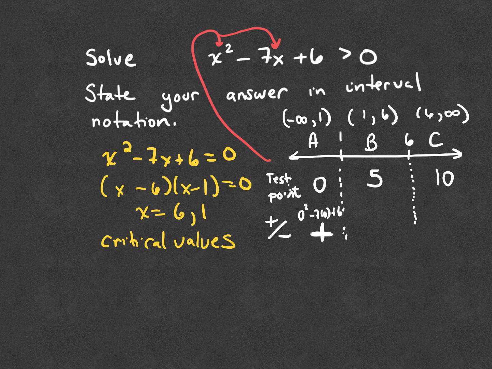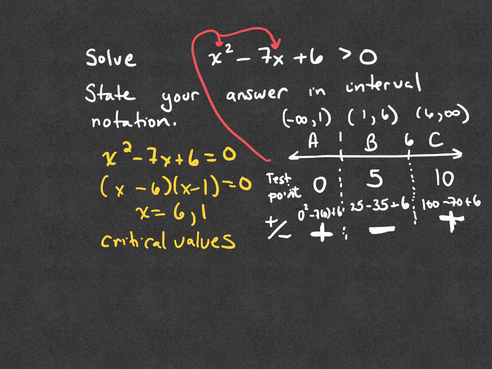Now if I plug in 5, 5 squared is 25. Minus 35, because 7 times 5 is 35, plus 6. So that is going to be a negative number. I don't care what negative number. Maybe it's negative 4, but I don't really care. I just care if it's negative. And then I'll plug in 10. 10 squared is 100. Minus 70, plus 6. That is a positive number.